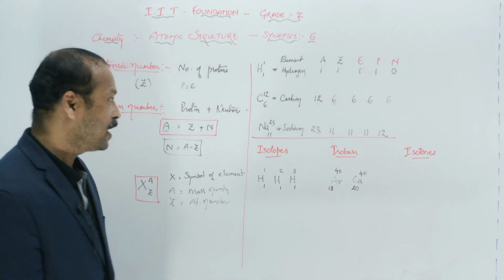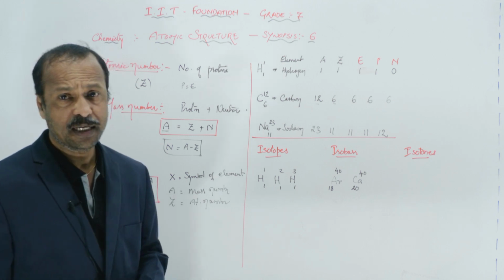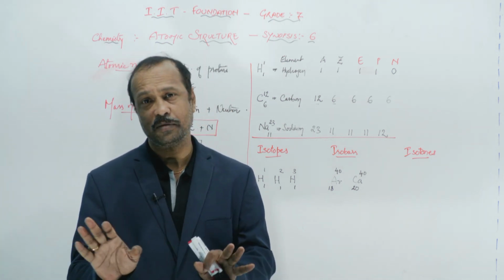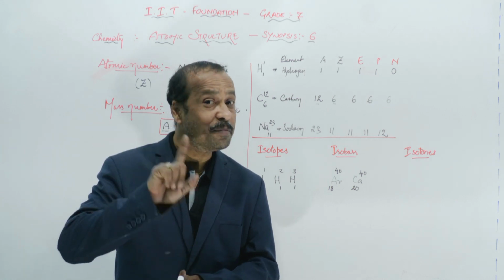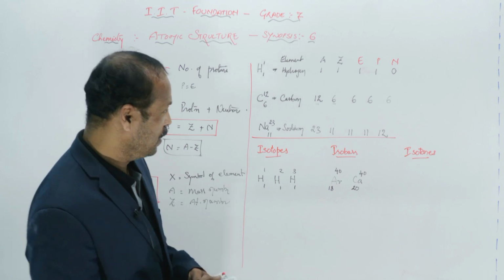Right. Now come to the isotones. Isotones are, students, atoms of different elements with a different atomic number and different mass number. All are different, but the same number of neutrons. Those are called isotones.